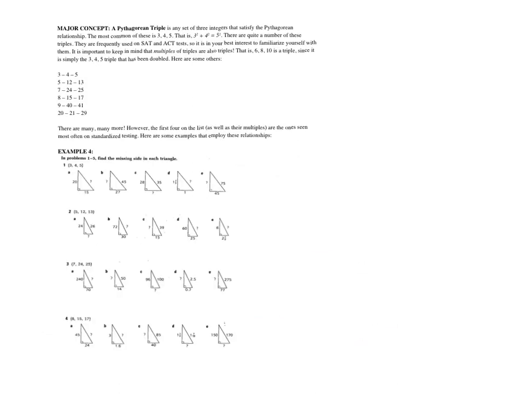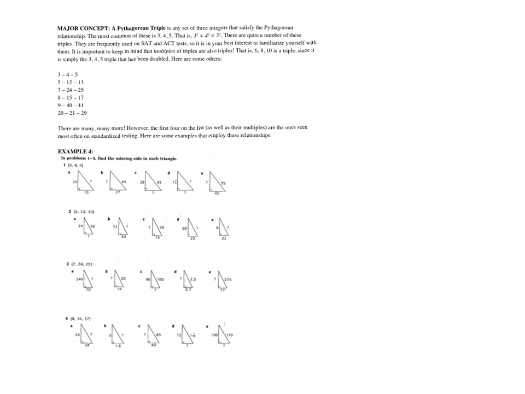Now, one of the cool spin-offs of the Pythagorean theorem is the concept of a Pythagorean triple. A Pythagorean triple is a set of three integers that satisfy the Pythagorean relationship that a squared plus b squared equals c squared. We've already seen this pop up a couple of times in our examples.